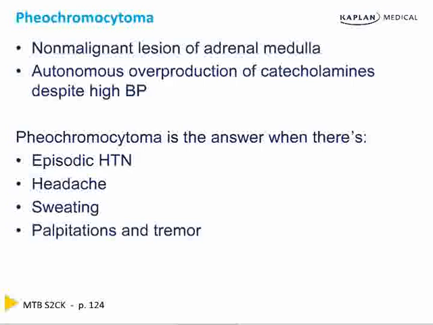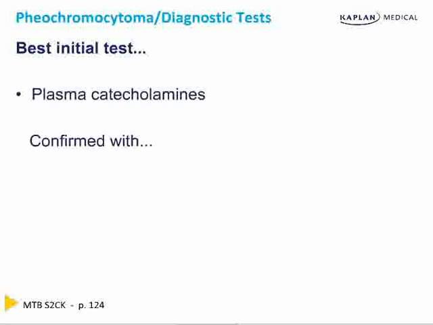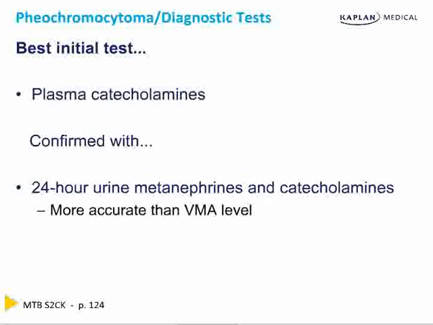The answers for pheochromocytoma haven't changed in 30 years. We're going to get them right now. The best initial test, people sweat about this one a lot, so to speak, because people are torturing them with, well, what should it be? Plasma catecholamines, 24-hour metanephrines, catecholamines. Only thing we can say is that all of those are more accurate than VMA levels, vanillylmandelic acid, and you're not going to get asked to choose between them because it's just not too clear.